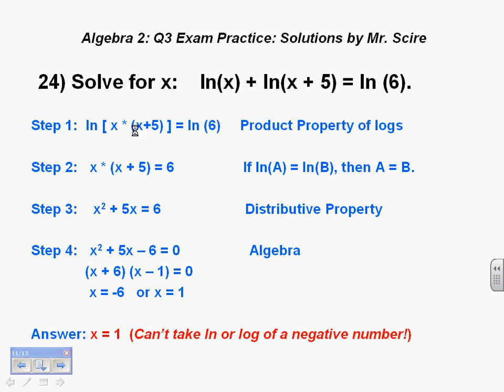And now, since we have the log of something equal to the log of something else, the two things themselves must be equal. From here, we can just use standard algebra techniques, distribute the x. We get x squared plus 5x equals 6. We can bring the 6 over and factor that and use our standard equation solving techniques. We get x plus 6 times x minus 1 as the factors. That gives us negative 6 for x or positive 1 for x, but we have to remember that we can't use a negative 6 in this case because we're not allowed to take the log of a negative number. Okay, so that was 24.